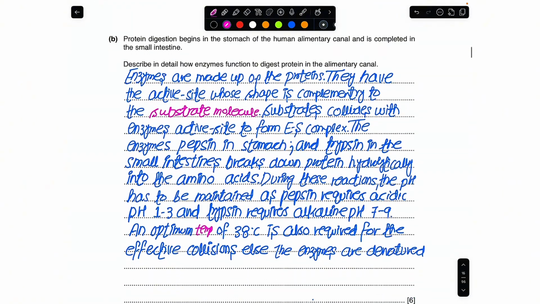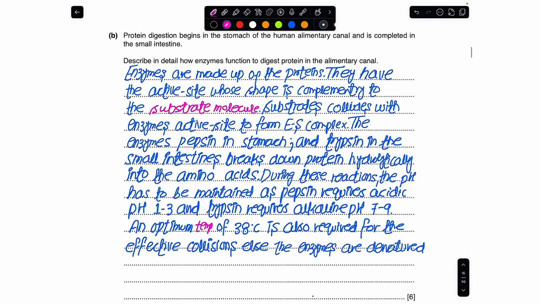If we come toward its B part, and that was for the total of 6 marks, they say that protein digestion begins in the stomach of the human alimentary canal and is completed in the small intestine. Whatever protein we would be eating, in the stomach the pepsin would break it down into the polypeptide chains, and when those are carried into the small intestine, then the trypsin enzyme would break it down into the amino acids. The first part of the question says to describe in detail how the enzymes function.